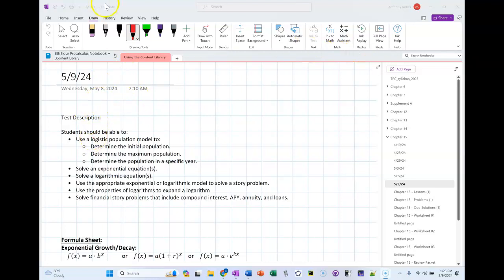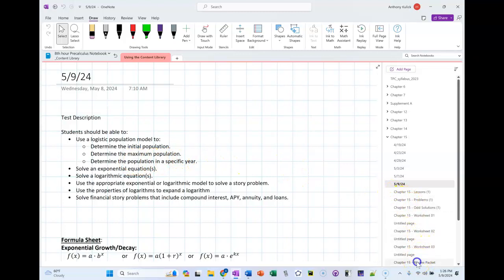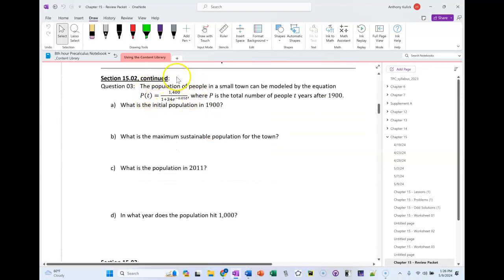Anyways, today, talking about the Chapter 15 test, you should be able to use a logistic population model to determine the initial population, maximum population, a population for a specific year. What's that going to look like? If you look at your exam review, question number 3 is a logistic model and asks, shockingly, the same kinds of questions right here. Does the test review match up exactly like the review? Not exactly. There's some stuff that's on the review that's not on the test, but all the stuff that's on the description of the test is on the review, right?